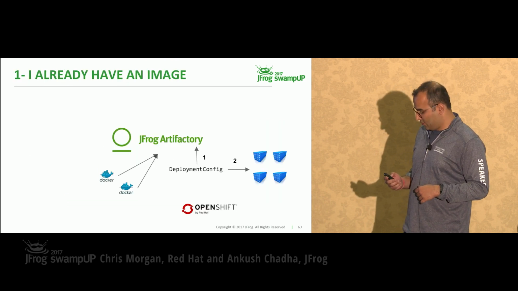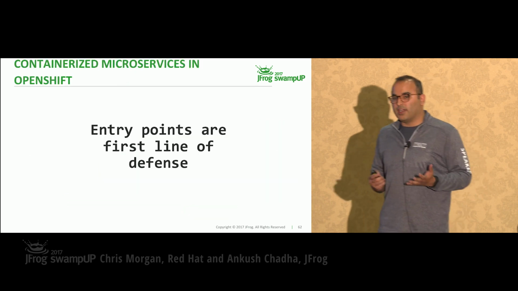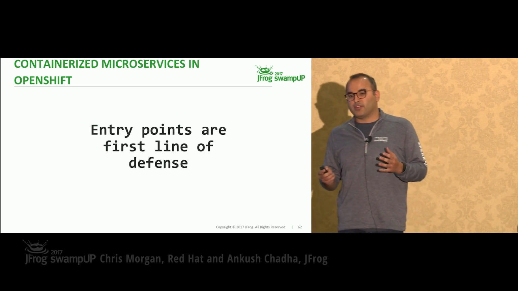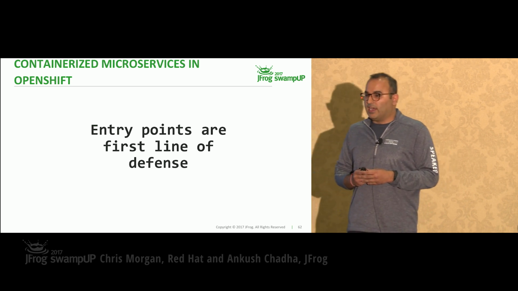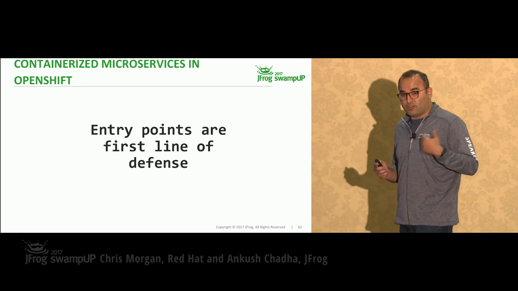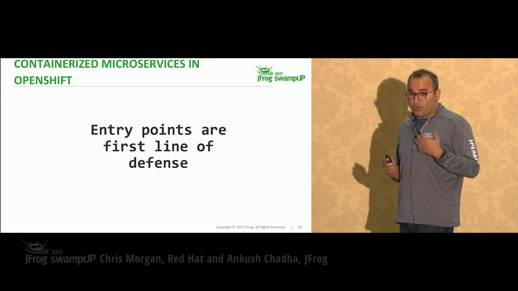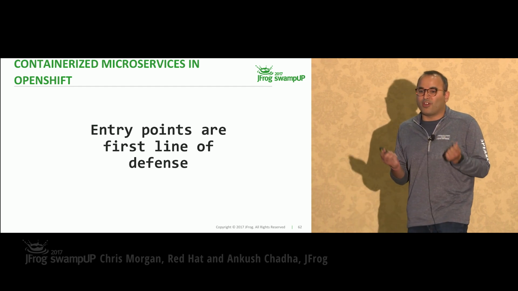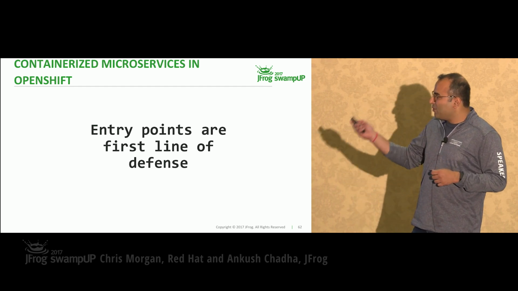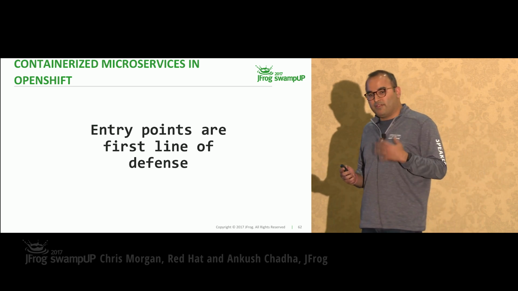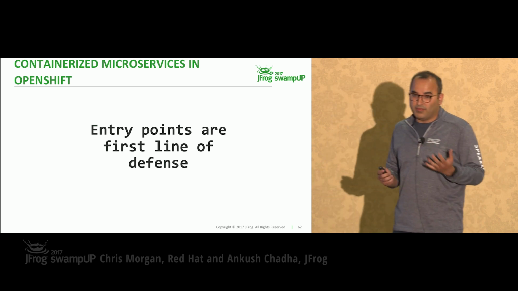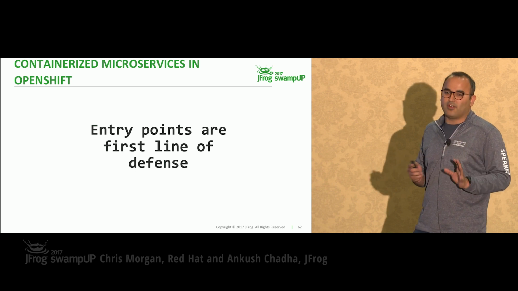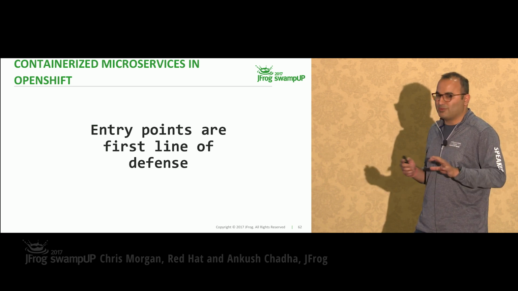OK, perfect. So we talked about Artifactory's role, and now we have a lot of containerized microservices running in OpenShift. What helps, from a security point of view, is to monitor the entry points very, very closely. Like how are these microservices being born? The entry points are the first line of defense. If we take a close look at them and monitor them, then from a security perspective, more than 50% of our problem is solved, and I'm still being moderate.